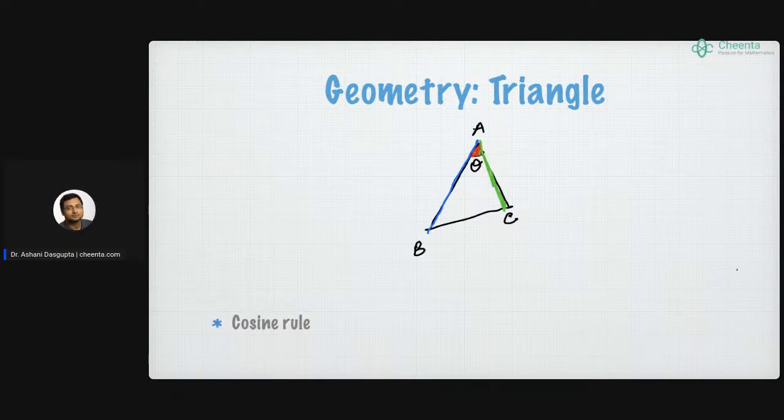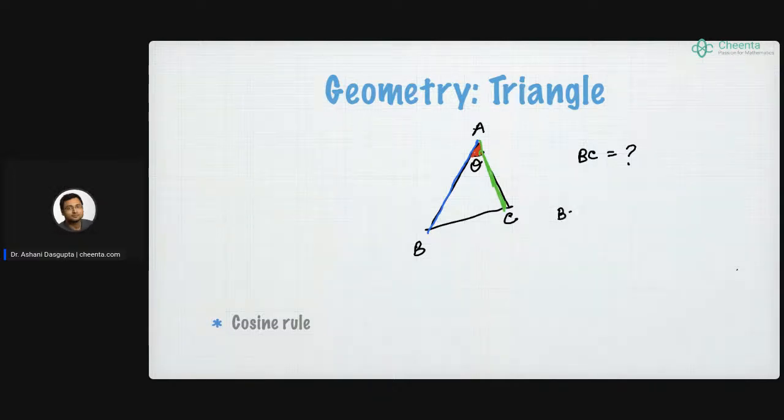So you see, philosophically speaking, we should be able to tell what BC is, because AB and AC give you the two sides of the triangle, and theta tells you how much it opens up. So theoretically speaking, you should be able to tell the length of BC. Now, how do we do that? That's how the cosine rule is created.